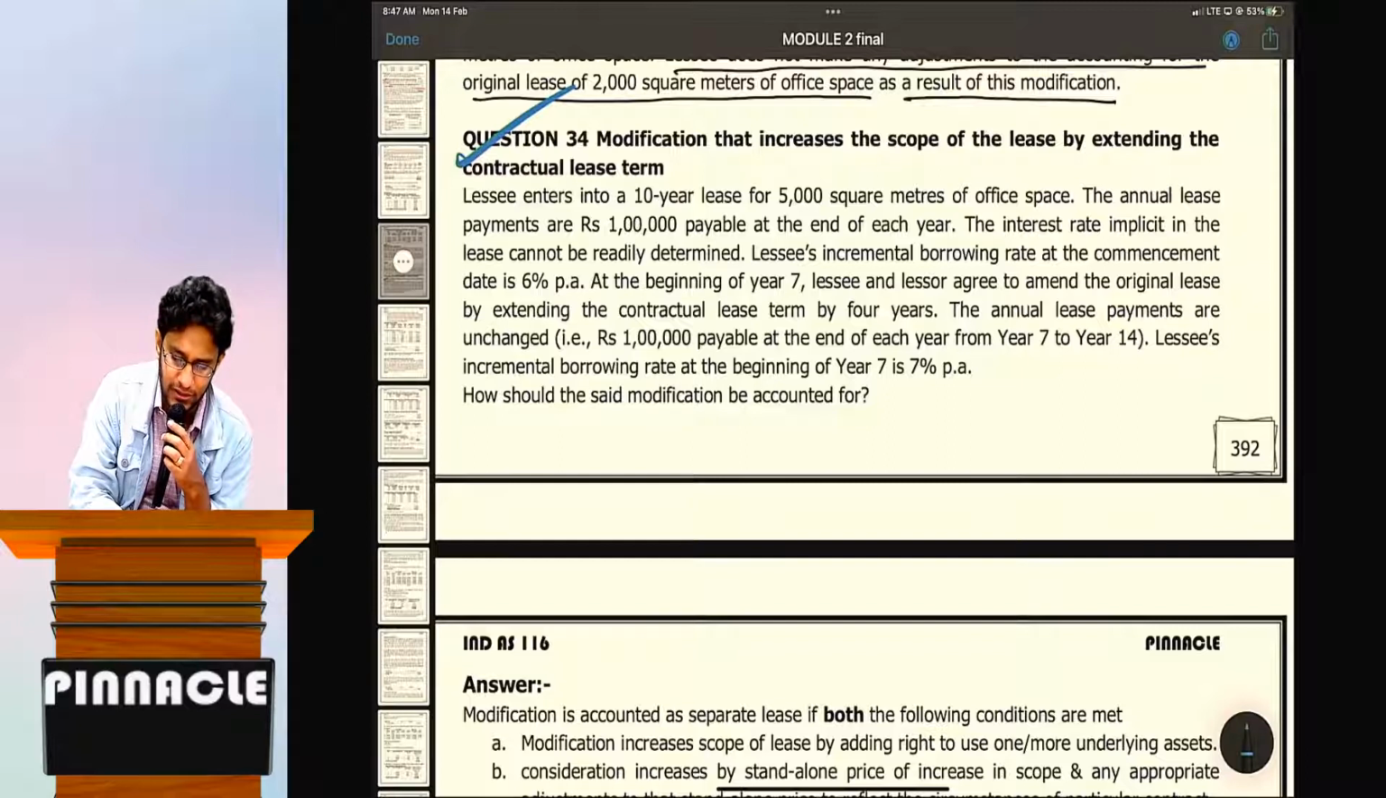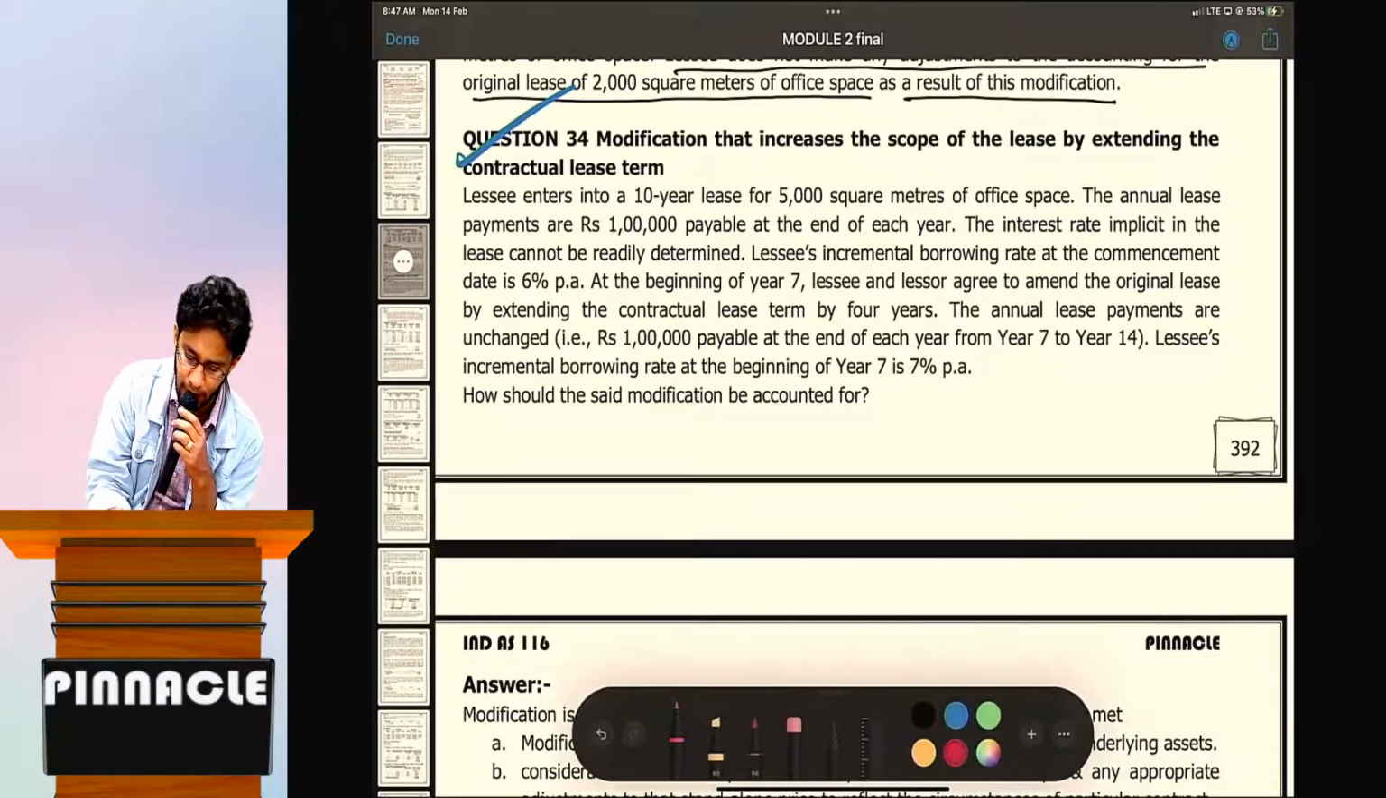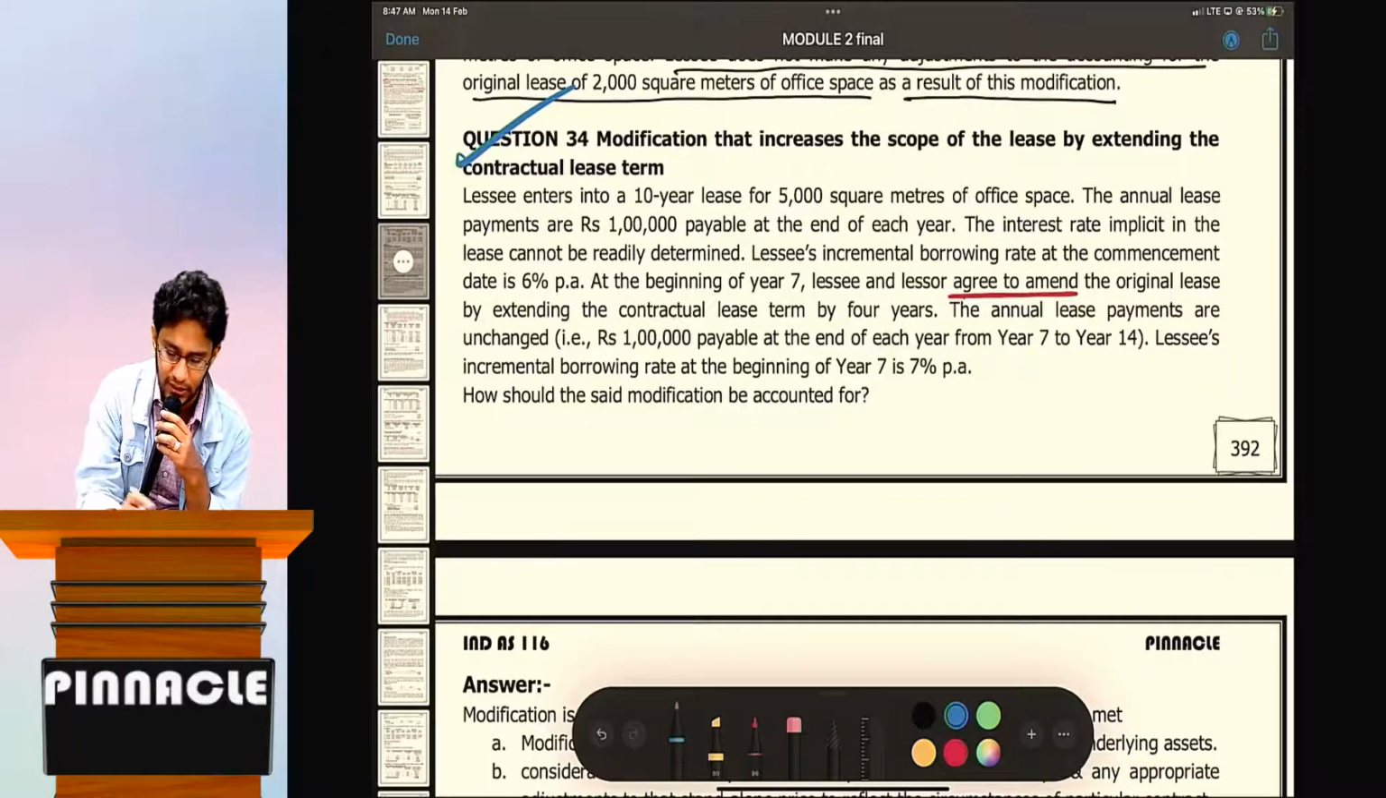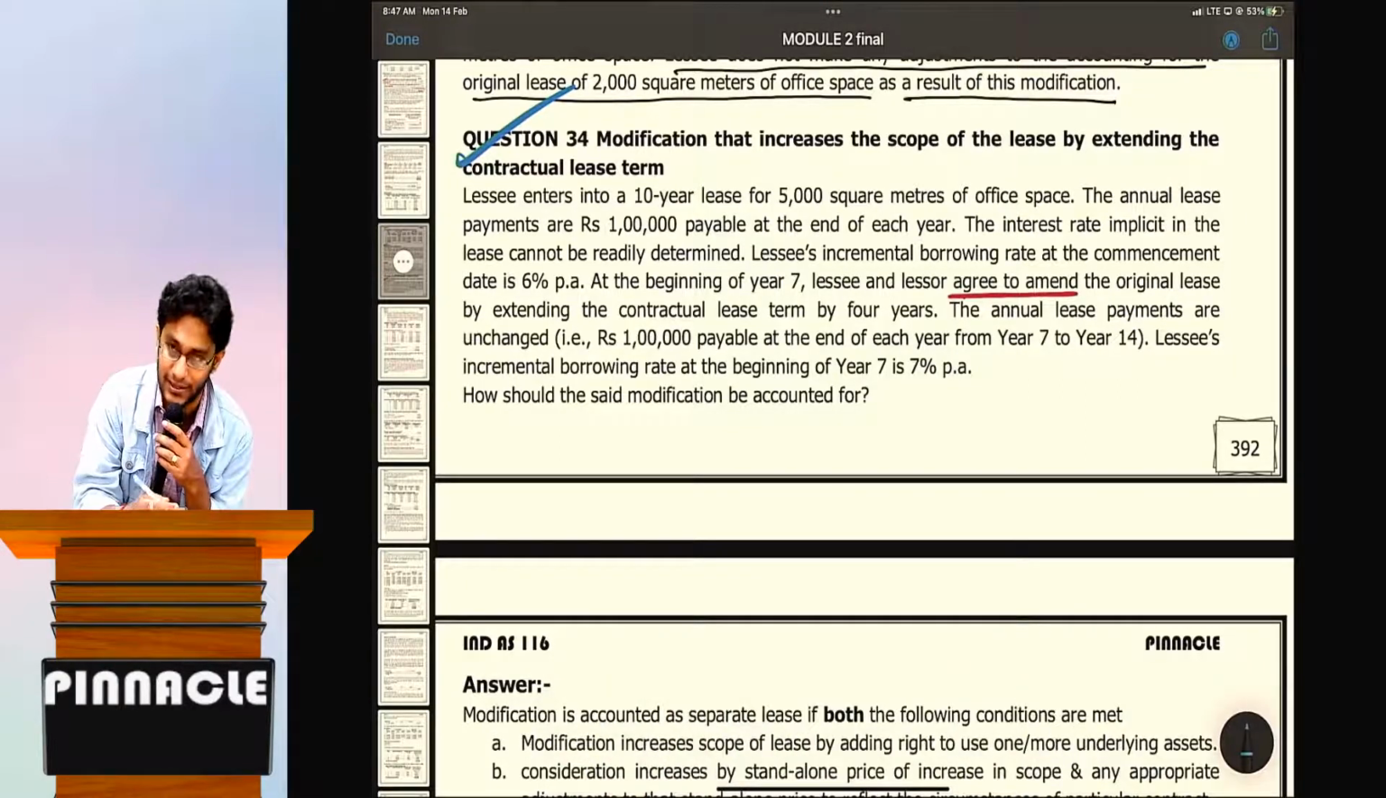At the beginning of year 7, until 6 years is over, lessee and lessor agree to amend. Underline that word. Now we are doing modification sums. It's easy to think in modification lines. In the exam, modification or reassessment doubts might come. Clearly, amend and modification. Agree to amend the original lease by extending the contractual lease term by 4 more years.